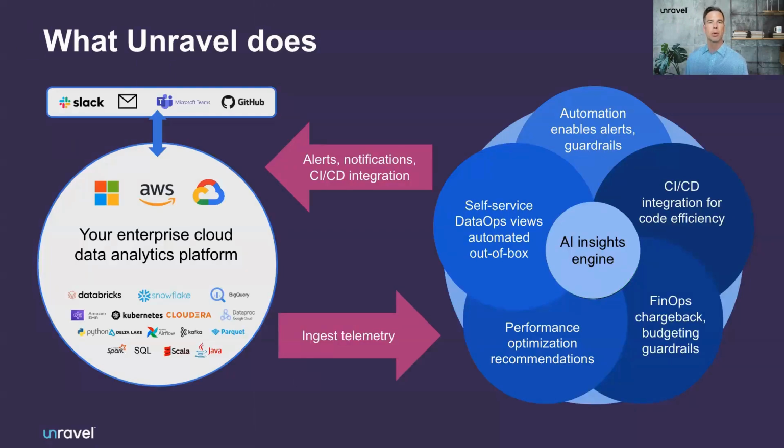So now let's take a look at what Unravel does. On the left is a representation of your cloud data platform and ecosystem. Unravel ingests telemetry from your stack, then correlates these diverse metadata points into self-service DataOps views and dashboards. Then Unravel's AI Insights engine provides recommendations to optimize performance, allocate costs for showback and chargeback, and provide virtual code reviews integrated into your CI/CD pipelines.